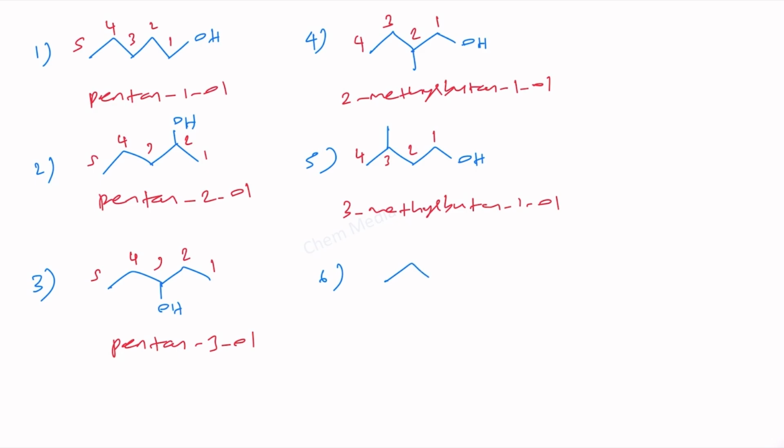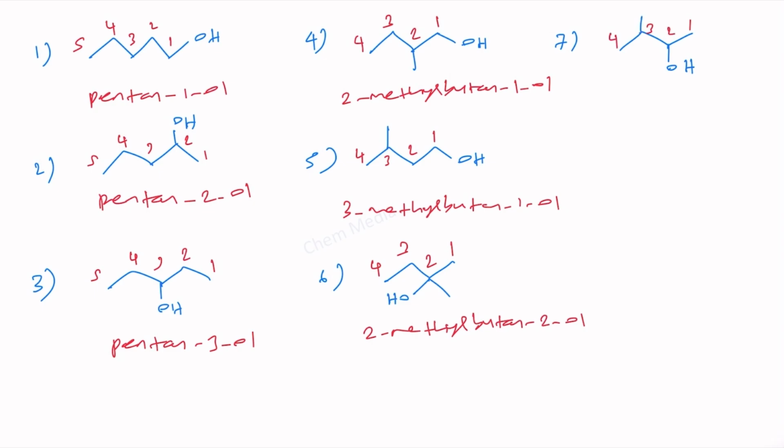Let's write the butane chain first. 1, 2, 3, 4, and then the alcohol, and then the methyl group. This is 2-methyl butane 2-ol. And then number 7, we can also write 3-methyl butane 2-ol. So let's write the butane chain first, and then the alcohol functional group at 2 position and the methyl group at 3 position. This is 3-methyl butane 2-ol.